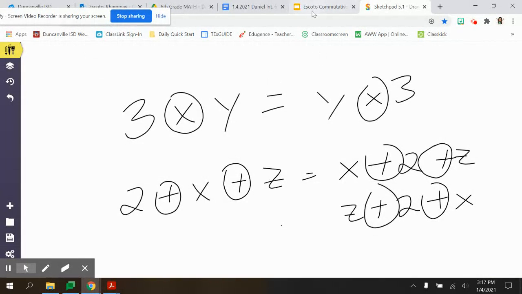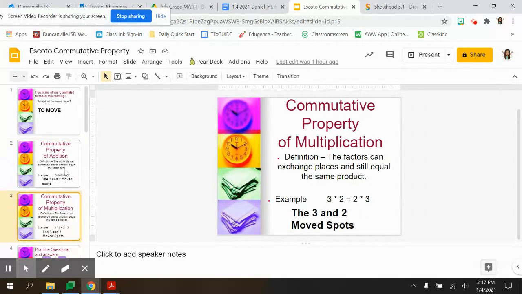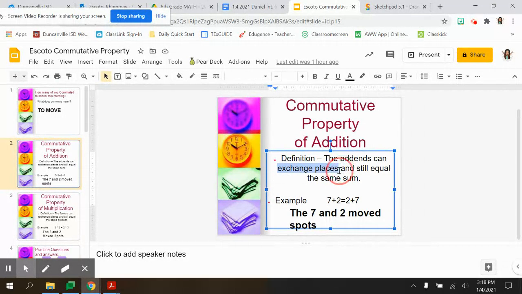So let's go back to here. So commutative property, addition and multiplication, it really doesn't matter which one it is. The numbers exchange, that's the most important part. The numbers exchange places, but it still equals the same. That's the key thing about commutative. The numbers switch places, but it's still the same, and it's all addition or all multiplication. That's the commutative property.